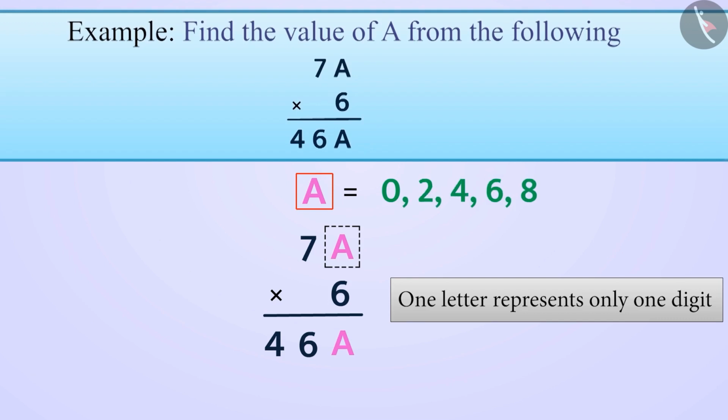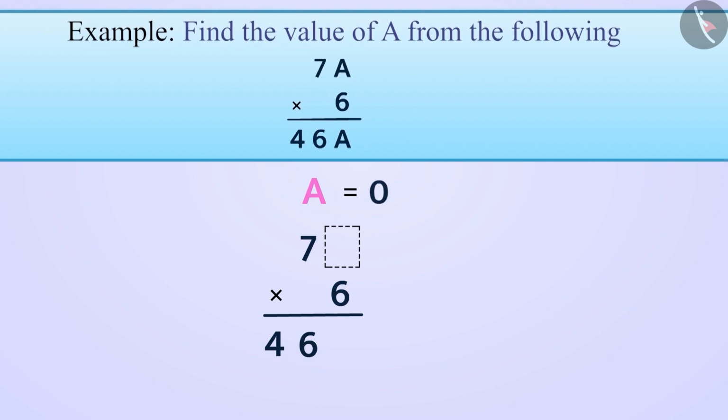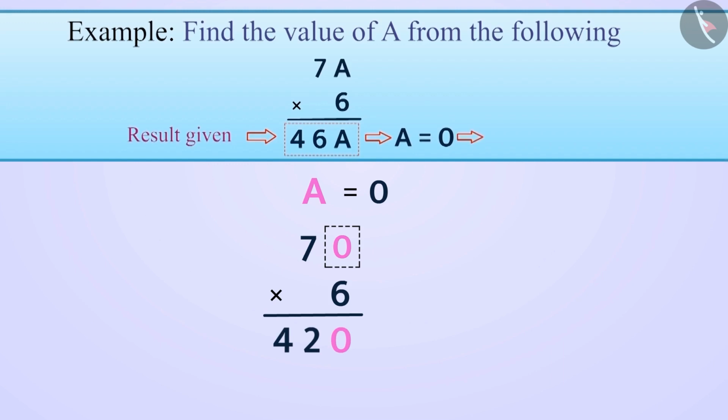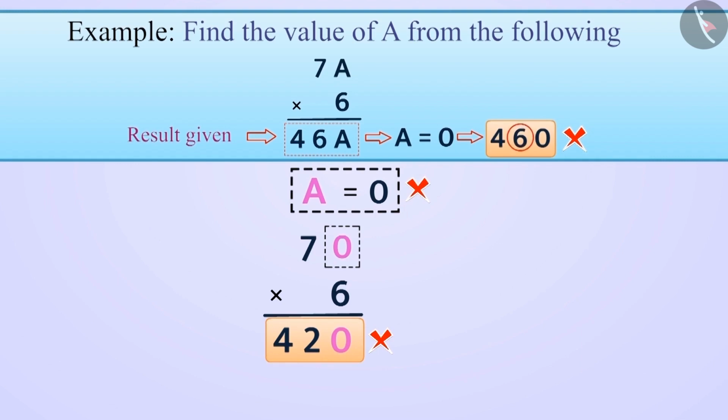If we assume the value of a as 0, then we get the number as 70 into 6, which is equal to 420, but we will get the result 460 if we substitute the value of a as 0. In both cases, the result is not the same, so the value of a cannot be 0. You can also see that the given result has 6 in the tens place, while the digit in the tens place of the result is obtained as 2.